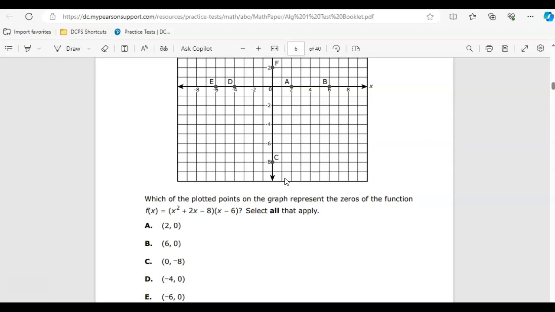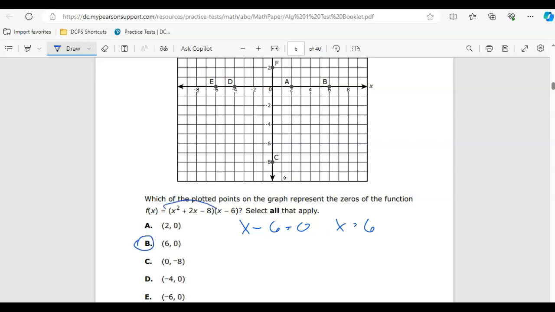We first are going to need to solve for our zeros. We have one of the factors being x minus 6. So I know that if I do x minus 6 equals 0, one of them is going to be x equals 6. And so one of the zeros will be (6, 0).